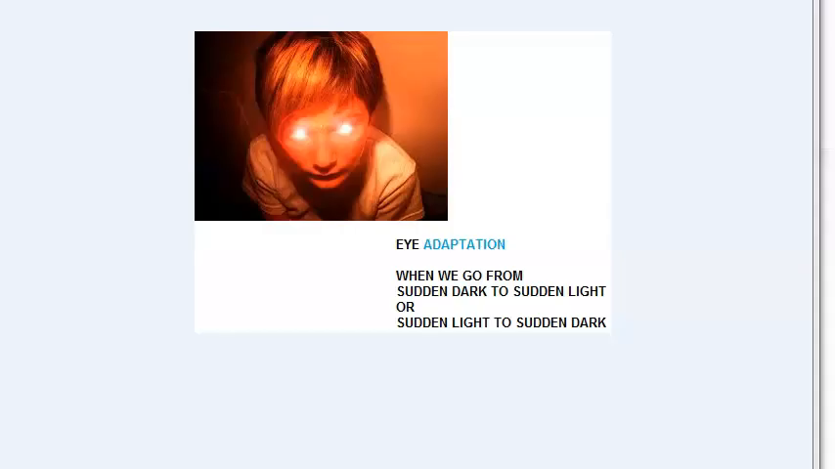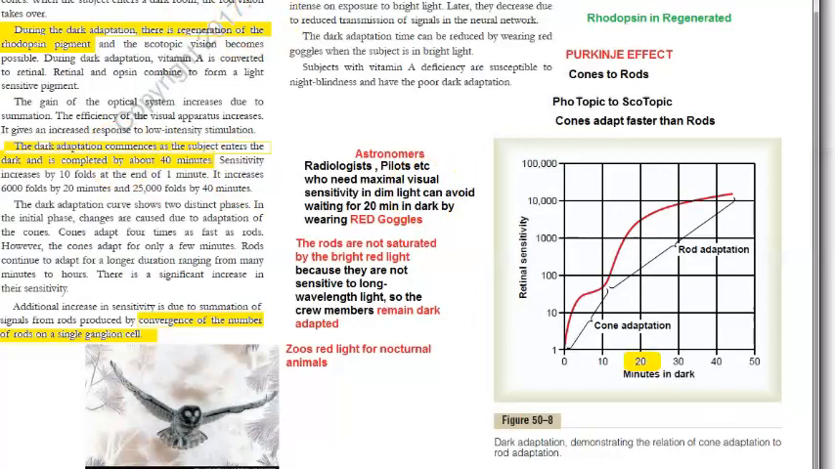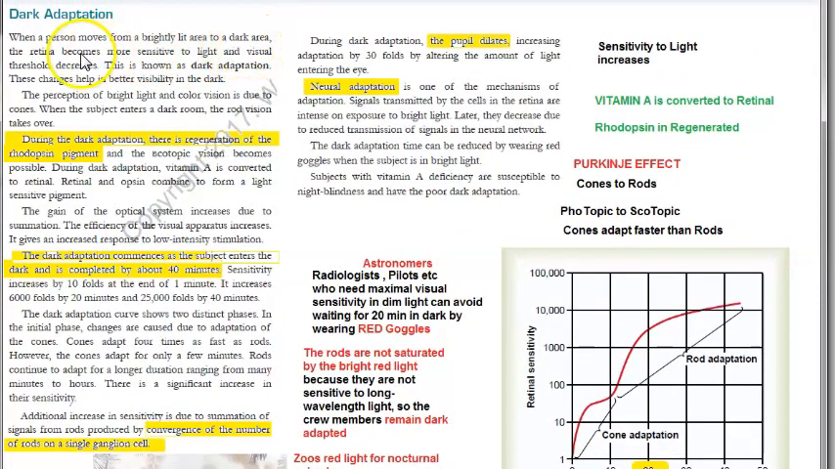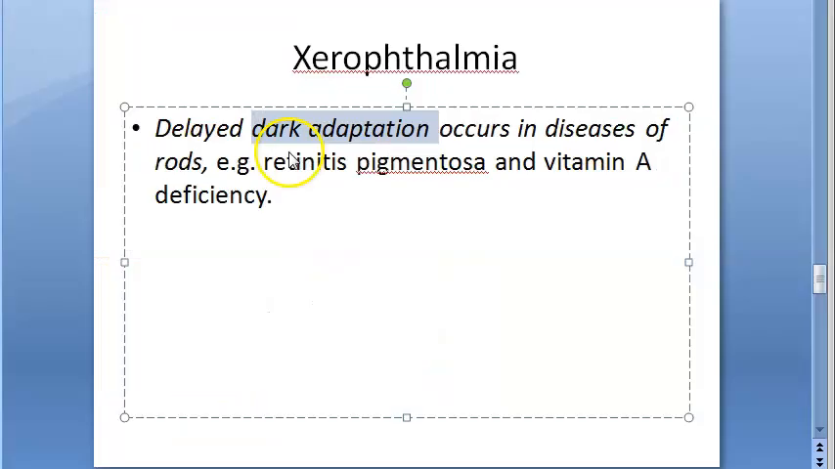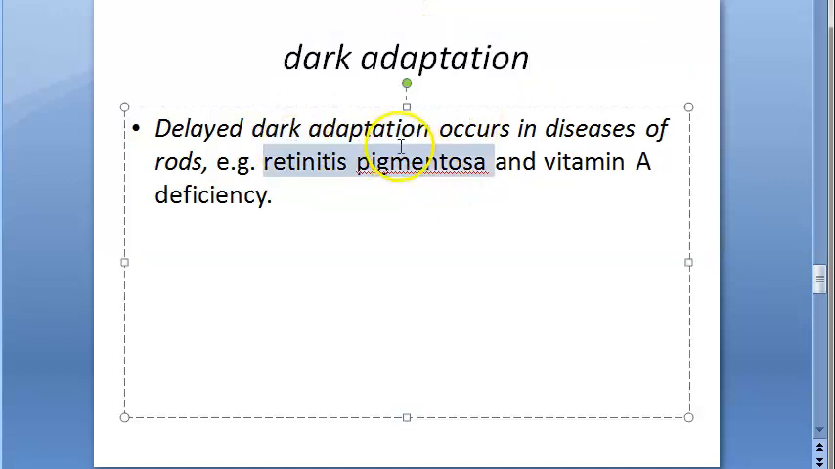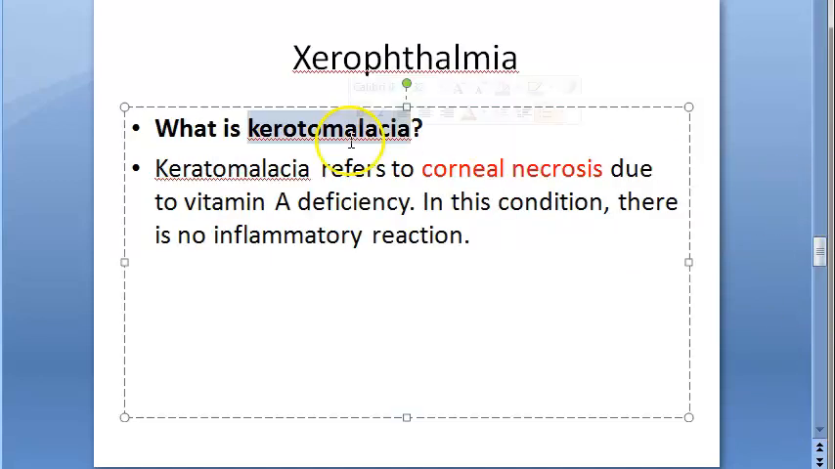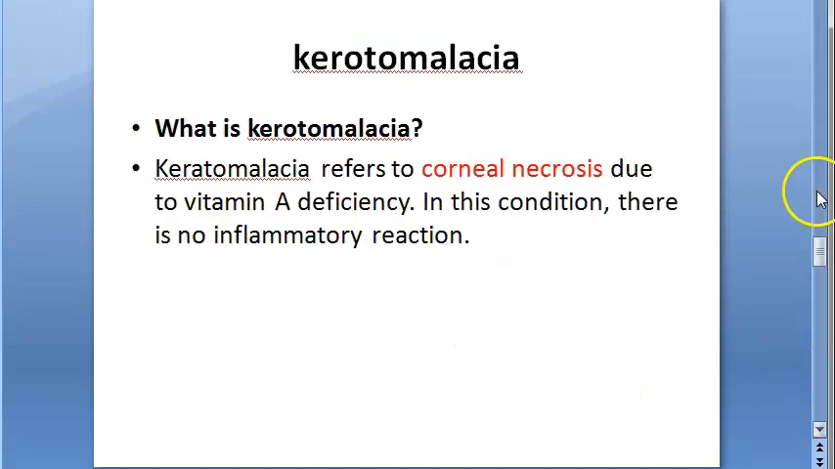So dark adaptation: when a person moves from a brightly lit area to a dark area, the retina becomes more sensitive to light. Yeah, that only. So actually this dark adaptation delay can happen even in retinitis pigmentosa. It can happen even in vitamin A deficiency. Then moving on. Keratomalacia, this word we saw.